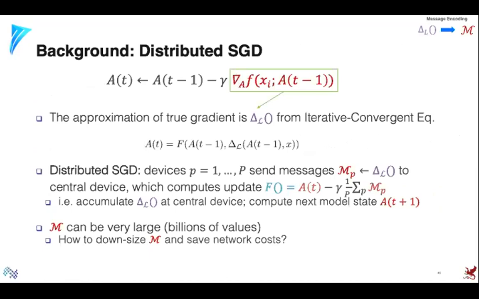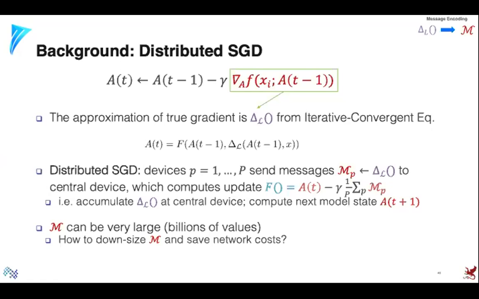And distributed SGD, which is what we're going to be using for many of the systems artifacts we talk about in this tutorial, you can think of as a divide and conquer algorithm that distributes the samples in the stochastic estimate over p devices. So if we had 1,000 samples in a mini batch and we had 10 devices, we're going to give 100 samples to each device.